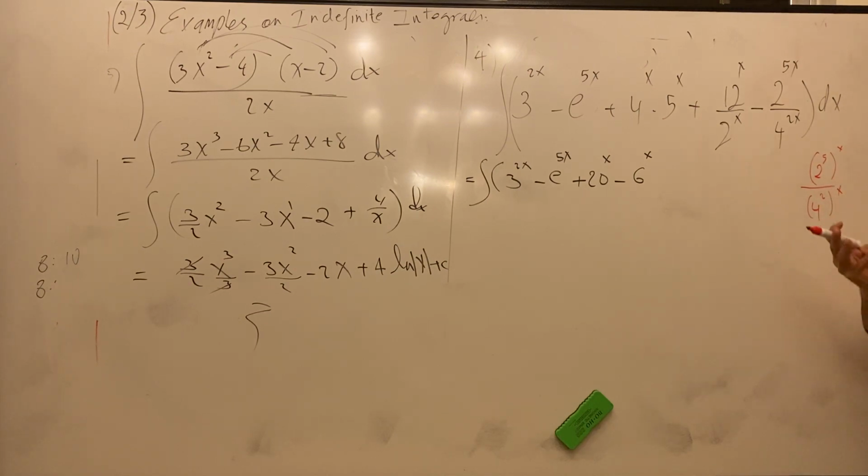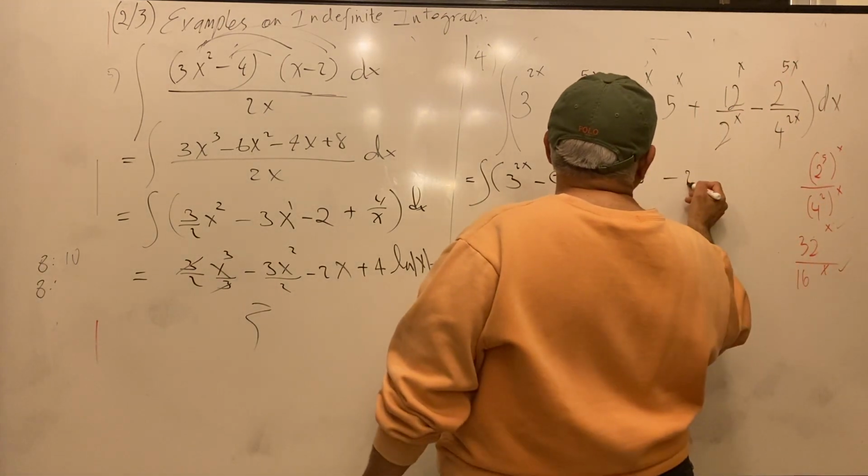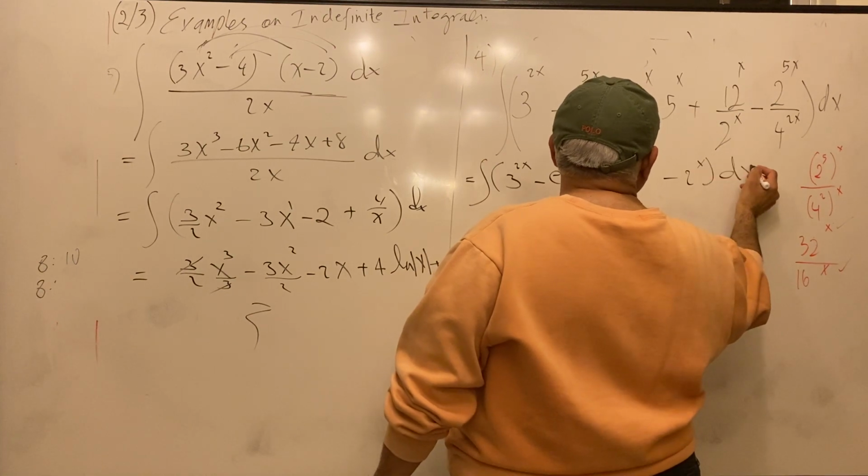2 to the power 5, 2 times 2 times 2, 5 times, which is 32. And 4 squared, 4 by 4, 16. Same power, divide the bases. 32 divided by 16 is 2. So now again, it's 2 to the power of x dx.